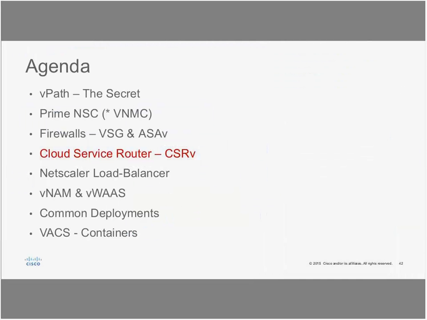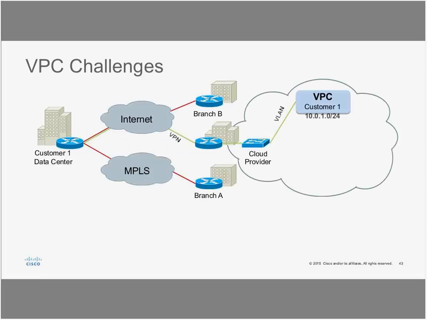Next thing I would like to talk about is the cloud service router, why we need it and how it helps to resolve the issues that come up because of extending your applications across the cloud. So in today's cloud architecture, we are extending our data center for that customer across internet or MPLS to the branch, as well as further going to the cloud providers like Azure, AWS, or Cisco hybrid clouds.